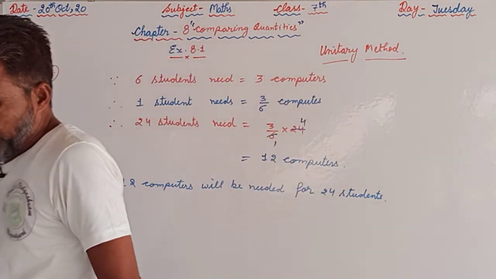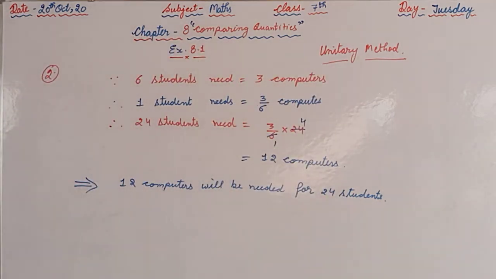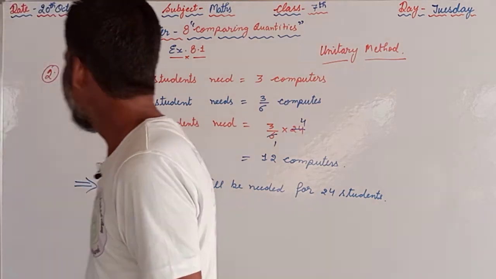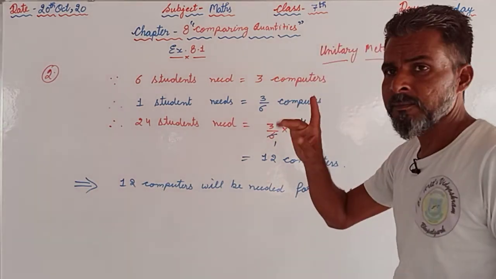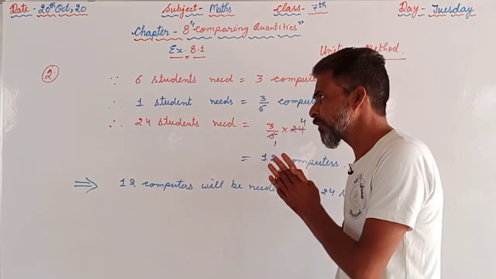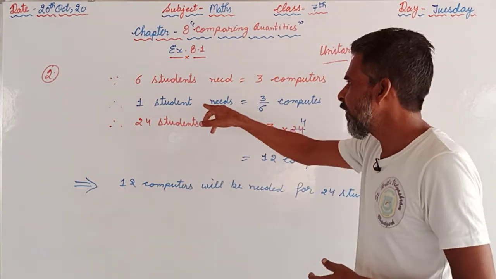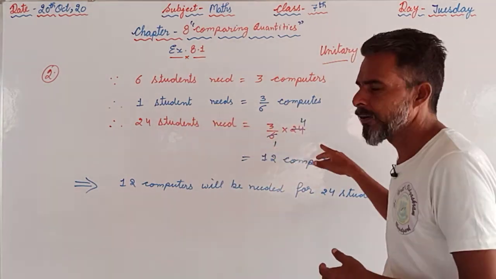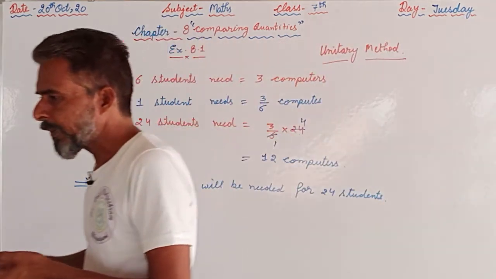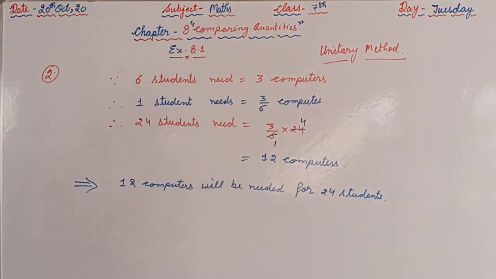So like this we can proceed with the questions. That method is known as unitary method. Unitary method means unit means 1. So whatever the information is given, first of all we are supposed to calculate for 1, and for 1 we have to divide, and for more we have to multiply. At the same time, we can read question number 3.